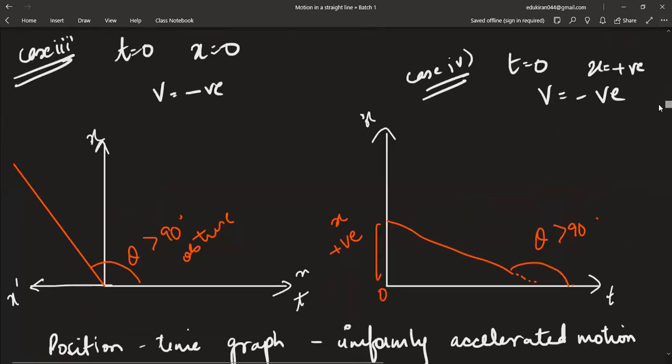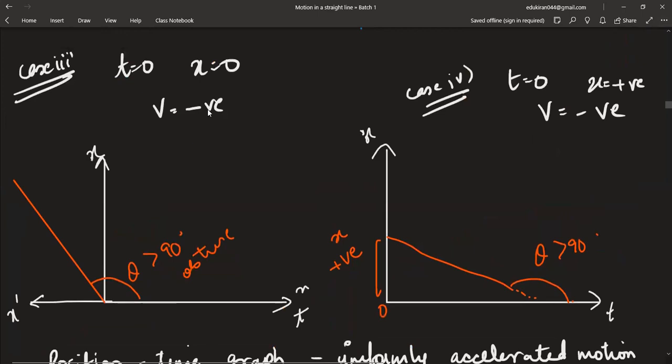Look at some more graphs. Suppose I want velocity to be negative and I have a position time graph. Velocity negative means we have a negative slope, and negative slope is possible when theta is more than 90 degrees and less than 180 degrees, that is an obtuse angle. So we'll start from the origin, that is x equal to 0, time equal to 0, and instead of an acute angle, this will make an obtuse angle. Again, this is a straight line because it is a position time graph, so it will always be a straight line, and the slope will give us the velocity.